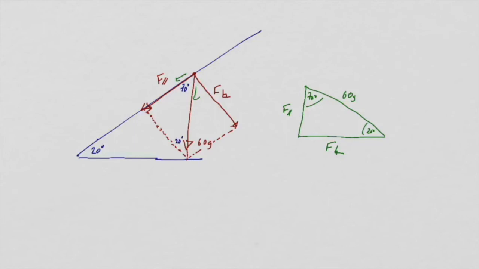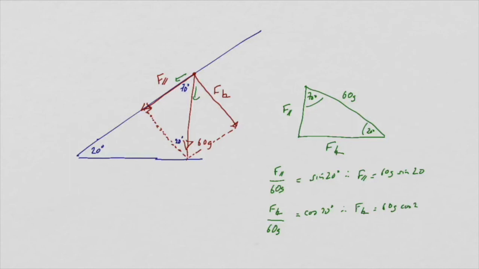The parallel force is opposite the 20 degrees, so we can say that F parallel over 60g is sine 20, and therefore F parallel equals 60g sine 20. F perpendicular is the adjacent, so that will give us cos 20 degrees, and therefore the perpendicular force is 60g cos 20. Now, it's obviously crucial to get these forces right, and it's very easy to slip up.